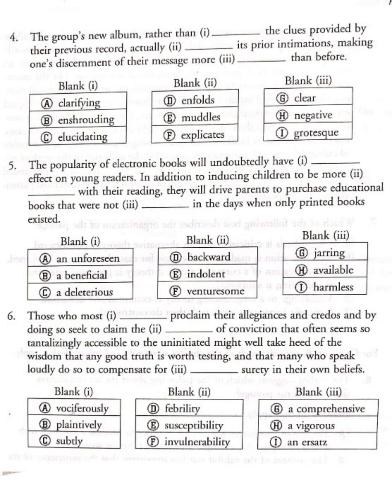Okay. The group's new album, rather than dash the clues provided by their previous record, actually dash its prior intimations. Now, actually is always used to indicate a contrast. He is very, very wealthy, comma. Actually, he inherited everything. He didn't work and earn that. So actually is now indicating a contrast. So please remember, don't misuse this word.